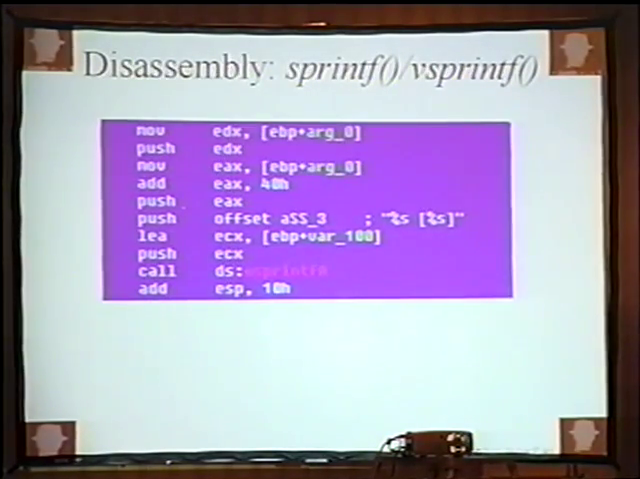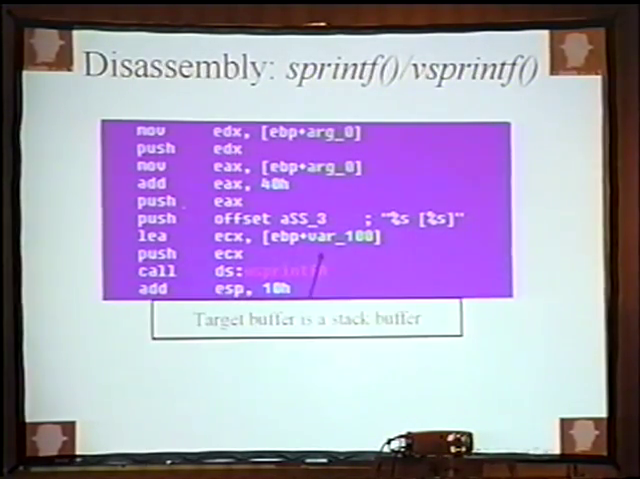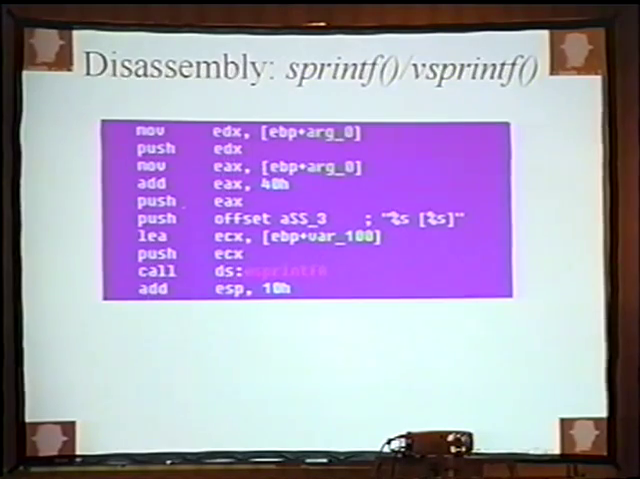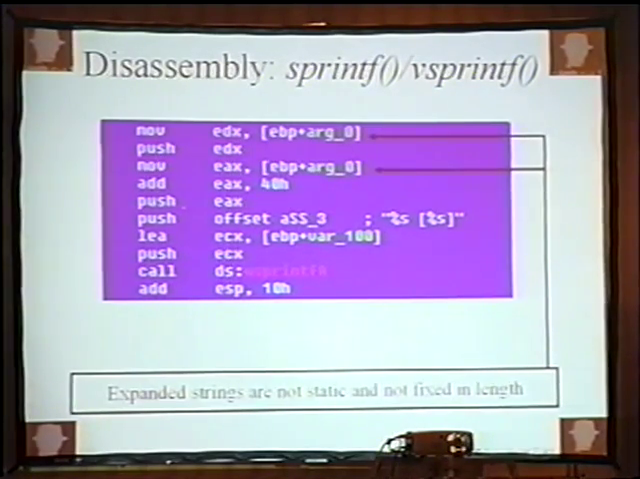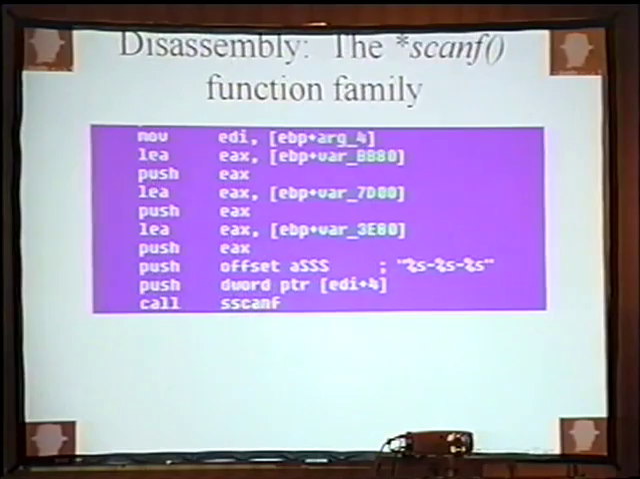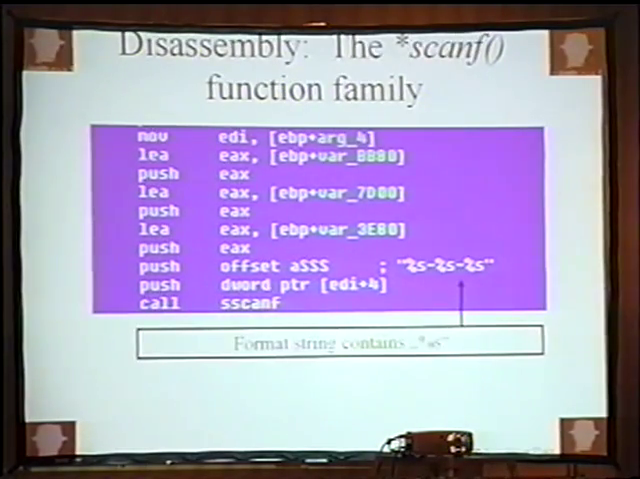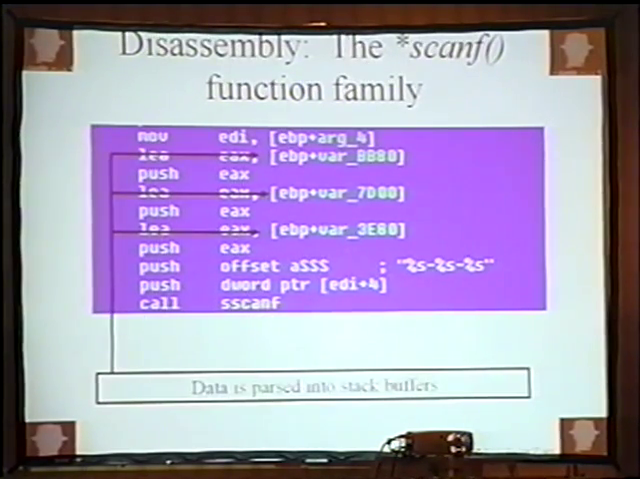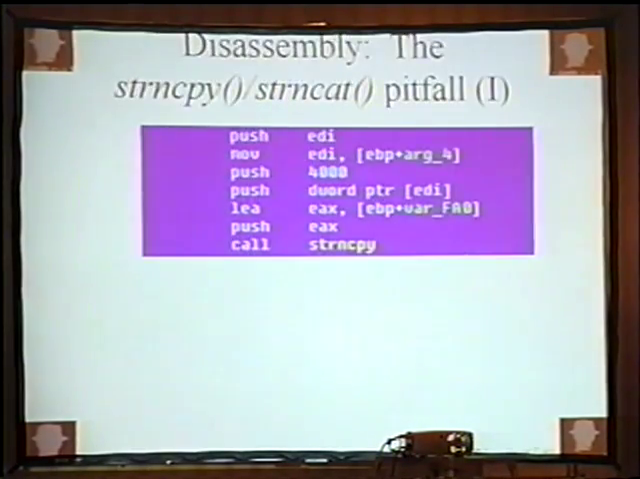Secondly, sprintf and vsprintf calls. Well, in this case, we have a stack buffer as a target of fixed size, and then we have untrusted data, which is not enclosed in double quotes, which is being expanded using no size checking in %s. So this has to be considered dangerous as well. Scanf. There's a %s in the format string, and we're parsing into stack buffers or into buffers of fixed size, and the source is potentially untrusted.